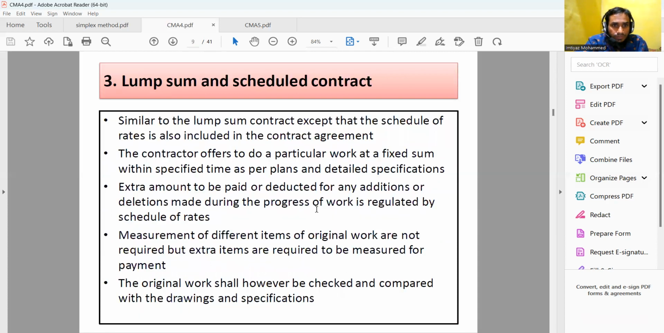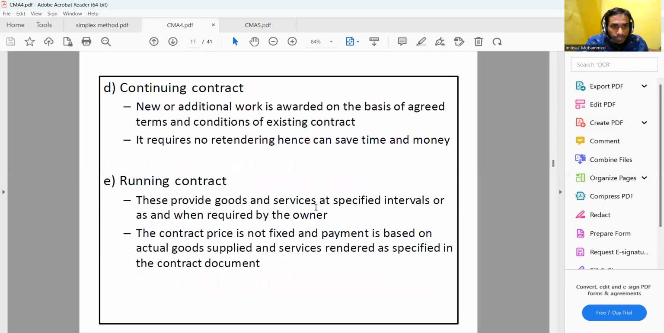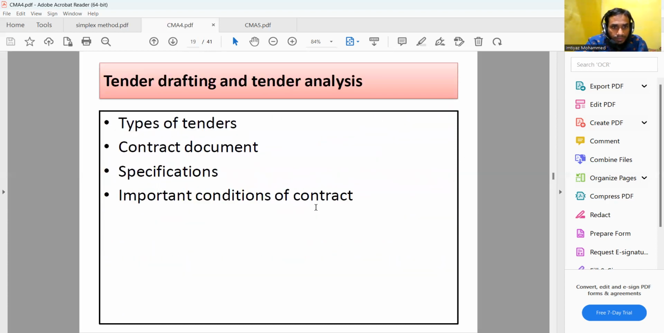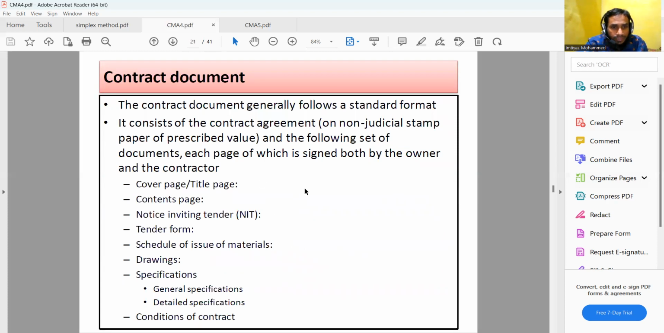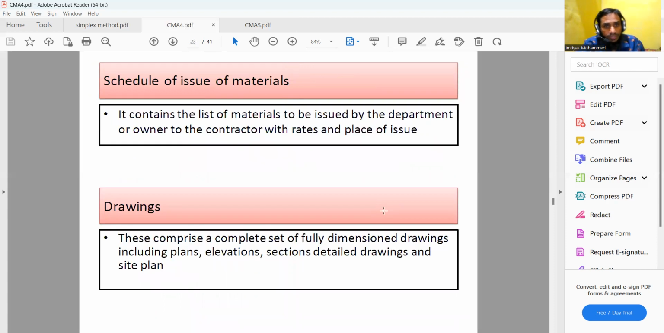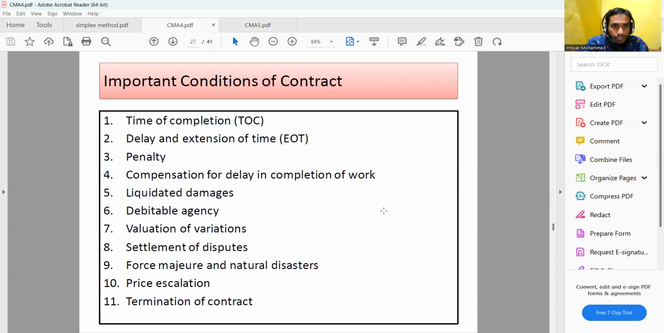In fact, all the things have been discussed here. Let us look at other topics. You have the types of tender: open tender, limited tender, single or restricted tender. Contract document, which I've already discussed, notice inviting tender, tender form, drawings, and then specifications. Please have a look at all these topics. We never know which topics could come in the examination. Important conditions of contract, which I felt is really very important.